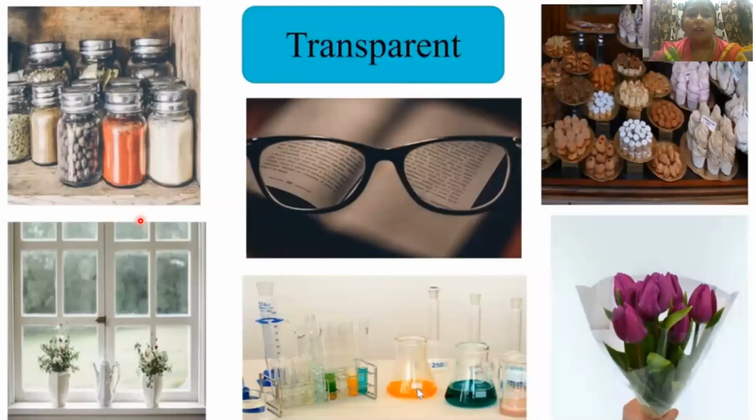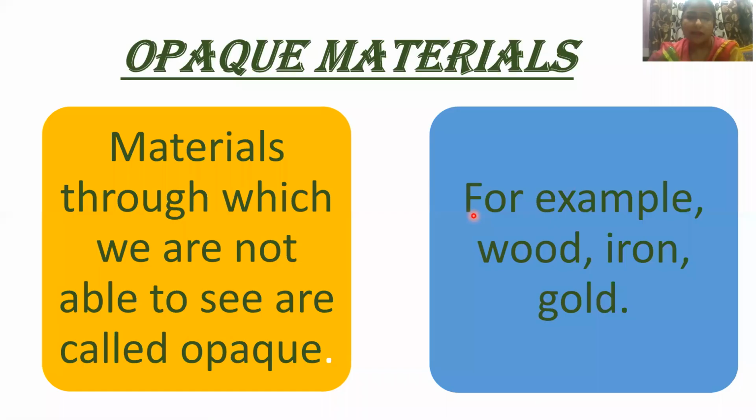You can see here in this bottle you are able to see what things are kept, so it means these are transparent materials. Through these spectacles you are able to read. It means this is a transparent material. Transparent glass, polythene, test tubes, doors and windows, these all are examples of transparent materials.